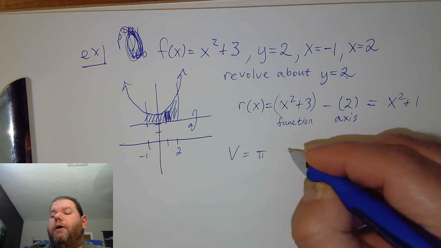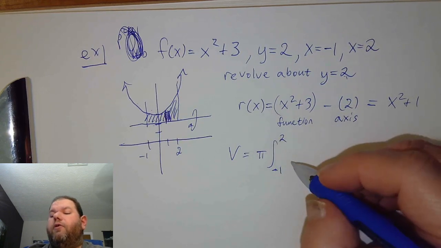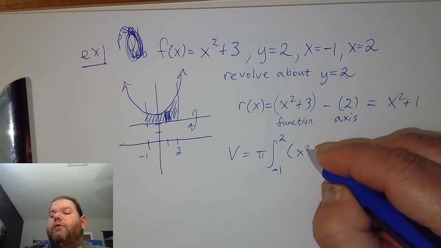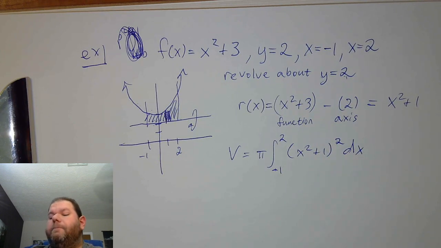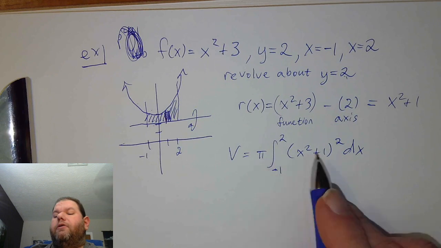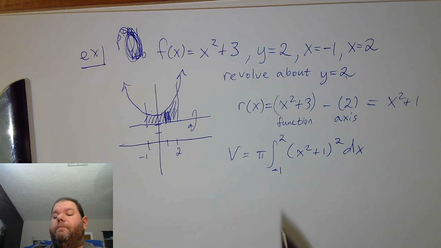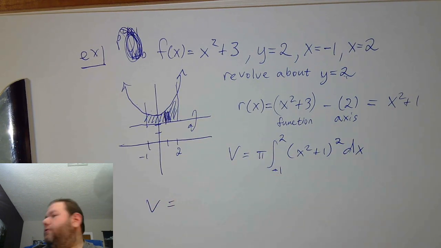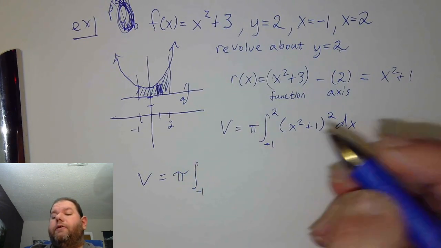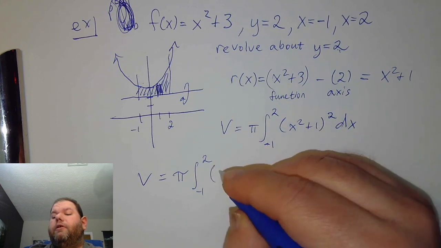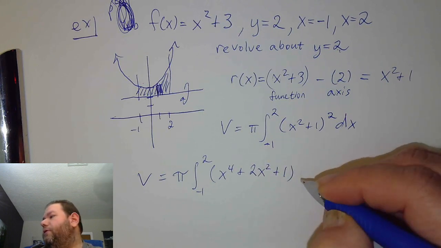So our volume is pi times the integral from -1 to 2 of r of x squared, which is x squared plus 1 squared dx. So again, pi r squared. We'll make sure we square this polynomial, so we'll go ahead and square that before we integrate. That'll be x to the 4th plus 2x squared plus 1.